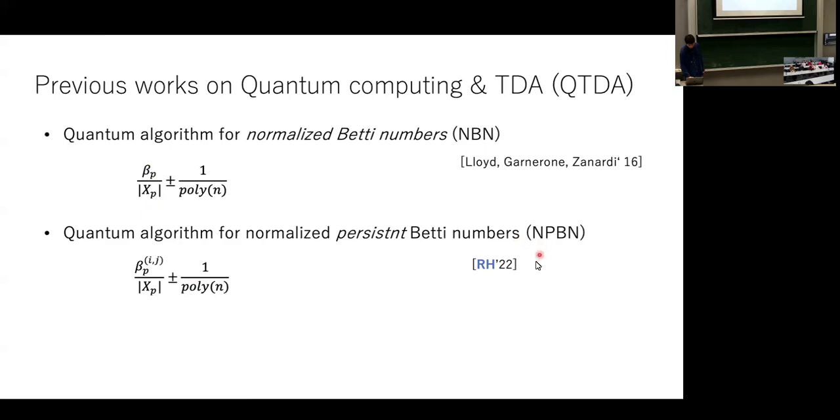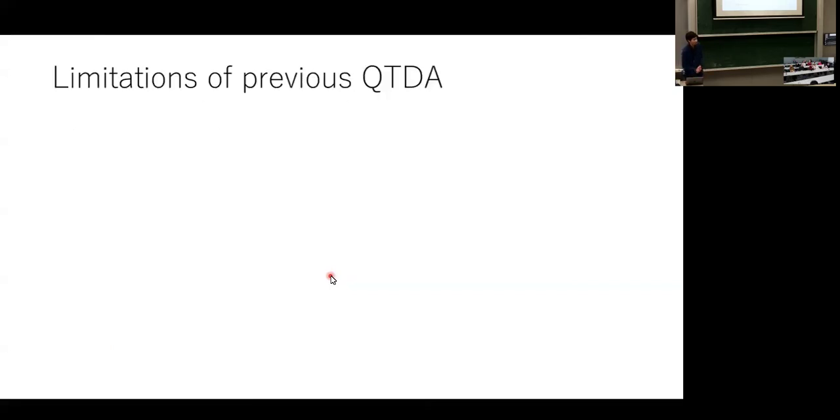I also studied a quantum algorithm, extending these previous results to the estimation of normalized persistent Betti numbers. Those quantum algorithms perform exponentially faster than the best known classical algorithm for certain regimes. This is very nice, but I want to highlight two limitations in the previous studies of quantum topological data analysis.